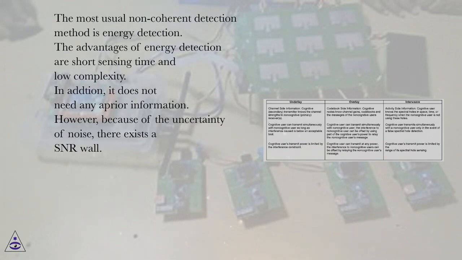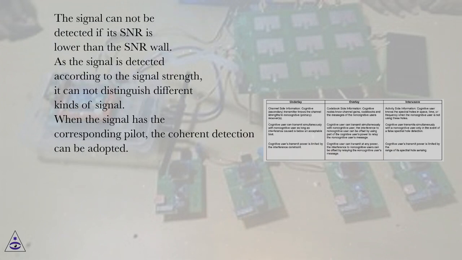The advantages of energy detection are short sensing time and low complexity. In addition, it does not need any a priori information. However, because of the uncertainty of noise, there exists a SNR wall. The signal cannot be detected if its SNR is lower than the SNR wall. As the signal is detected according to the signal strength, it cannot distinguish different kinds of signal.